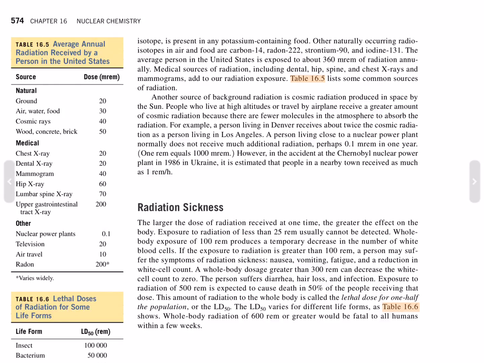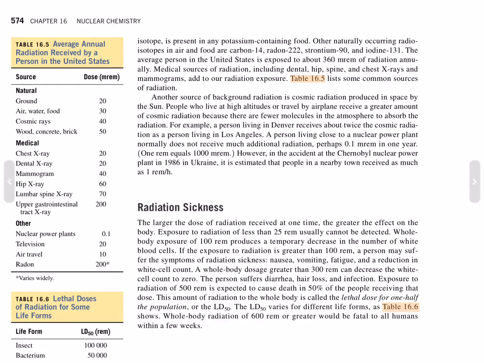For example, a person living in Denver receives about twice as much cosmic radiation as a person living in Los Angeles. A person living close to a nuclear power plant normally does not receive much additional radiation, perhaps 0.1 millirem in 1 year. 1 rem equals 1,000 millirems. However, in the accident at the Chernobyl nuclear power plant in 1986 in Ukraine, it's estimated that people in nearby towns received as much as 1 rem per hour.